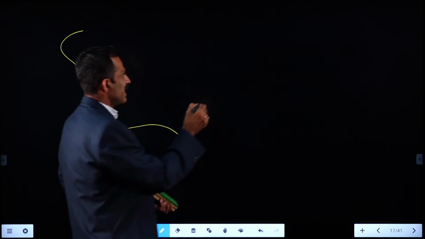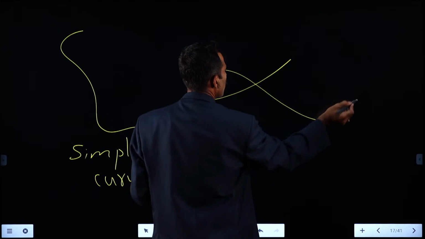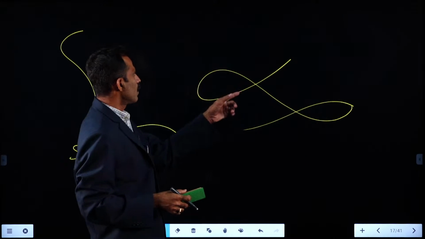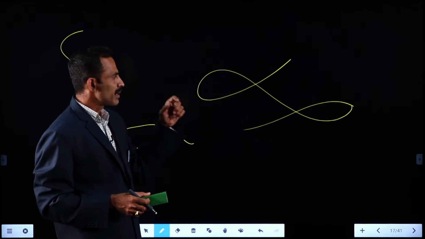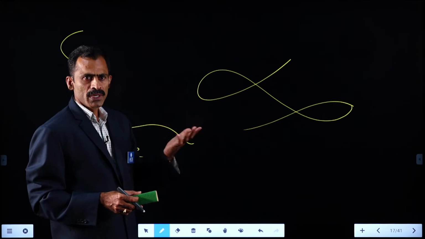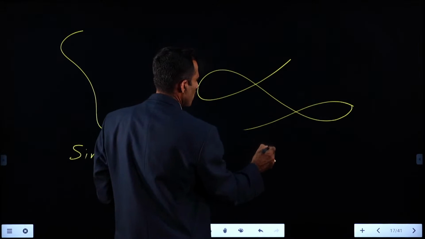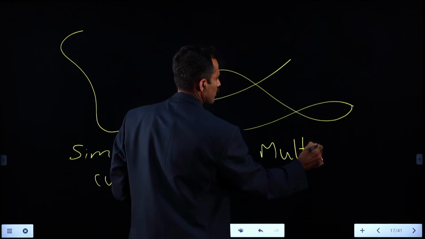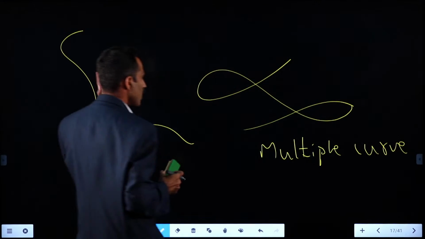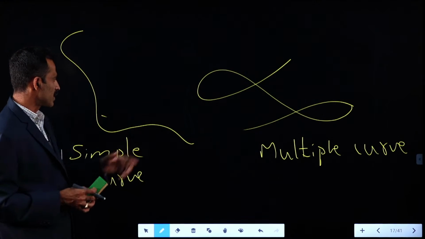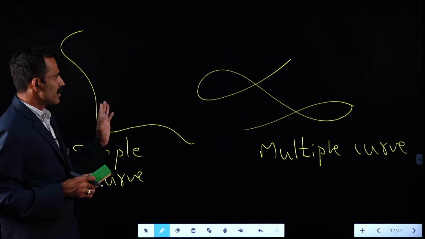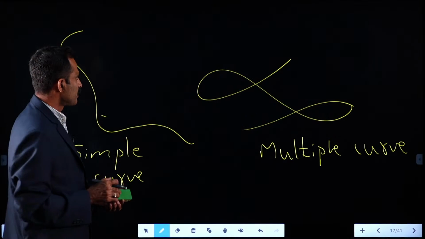Suppose the curve crosses itself at one or more points, like this. If a curve crosses itself or the curve has self intersection like this at one or more points, then the curve is called multiple curve only. This is multiple curve. And this is simple curve only. The curve is not having any self intersection, or the curve is not intersecting itself only.